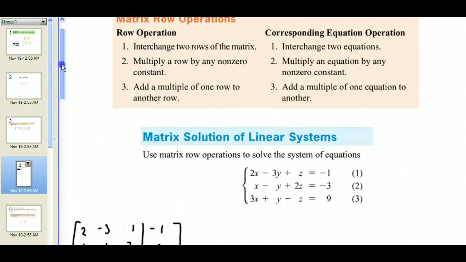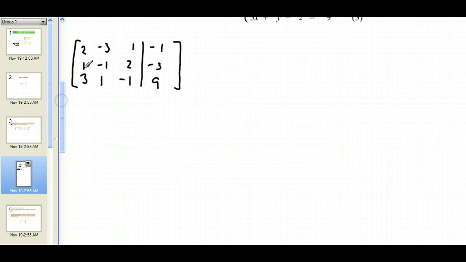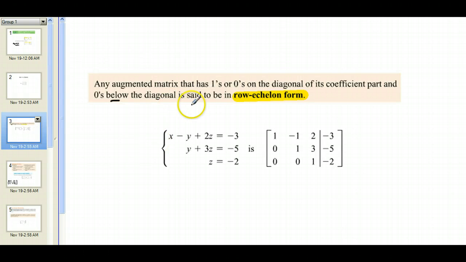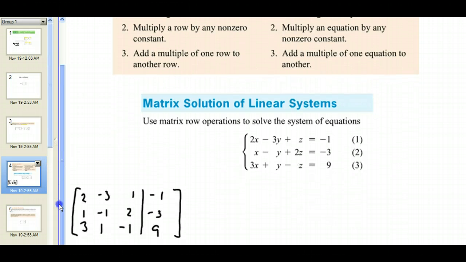Well, the first thing says I can interchange any two rows. So I can flip-flop this and this. Okay, why would I want to do that? Because this has a 1 in that first position, and remember, if I wanted to do this row echelon form, I need a 1 there. I need a 1 on the main diagonal. So that's what I'm going to do here. I'm going to try to get a 1 on this main diagonal by doing that row swap.